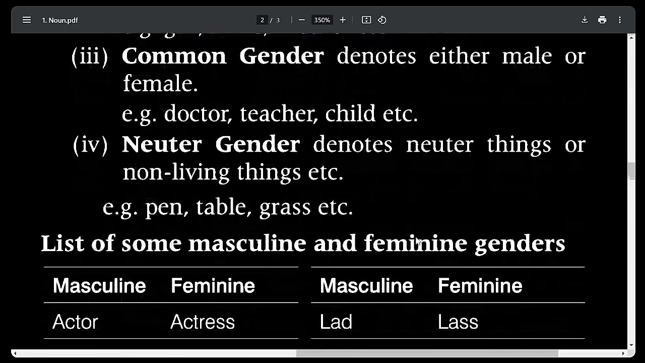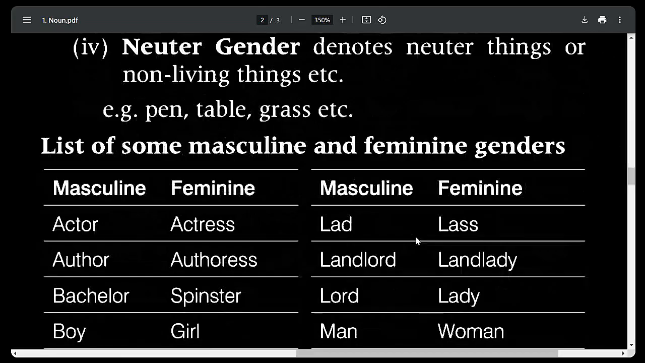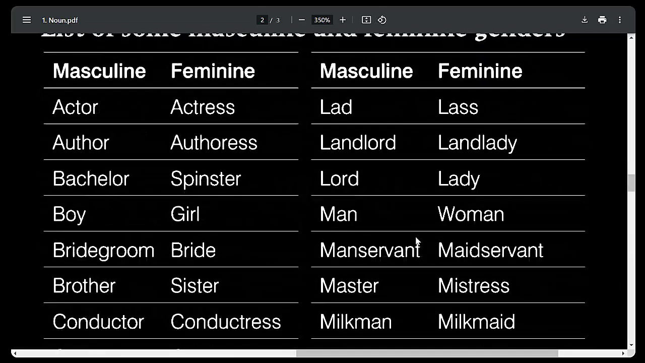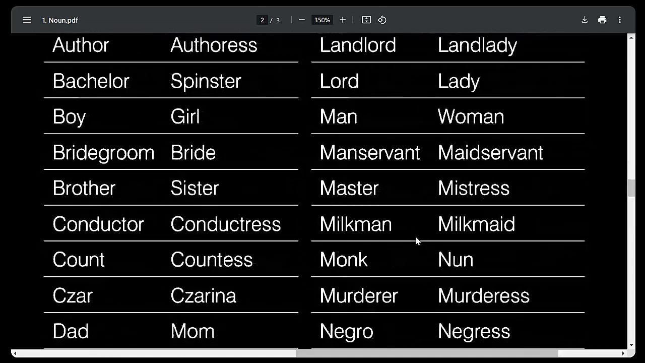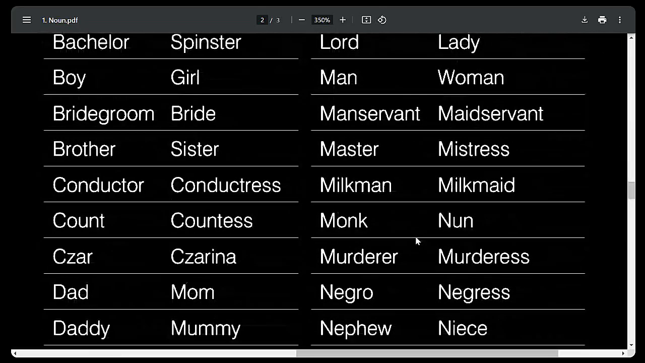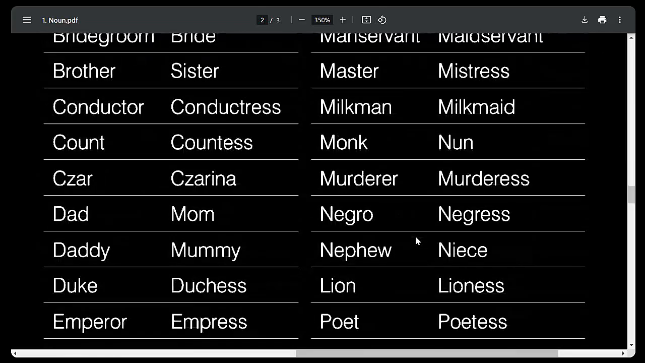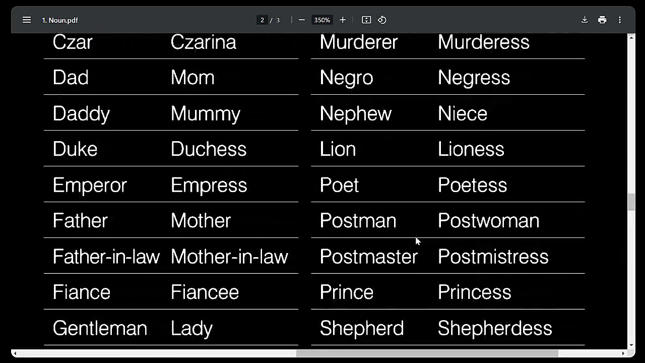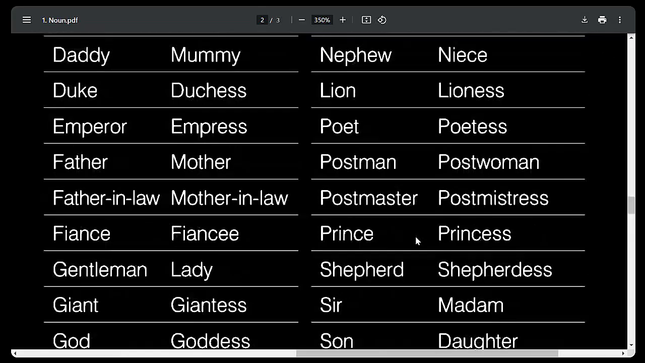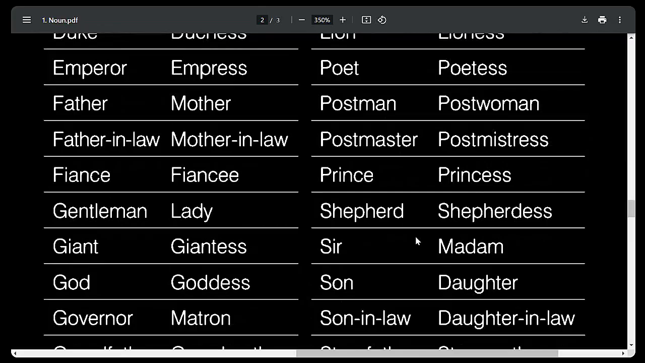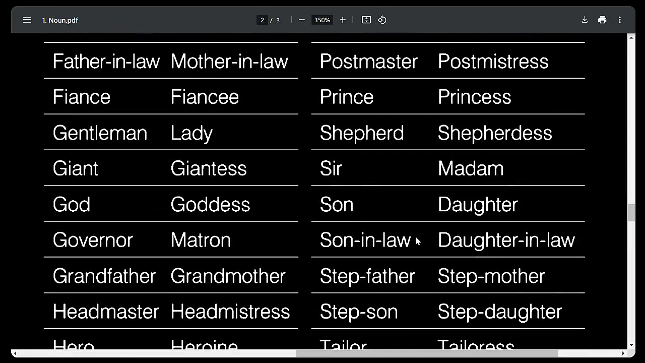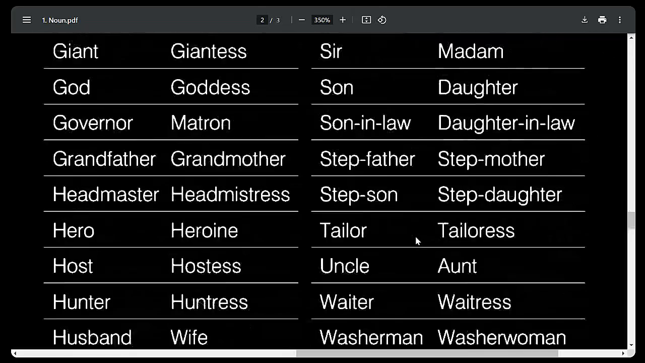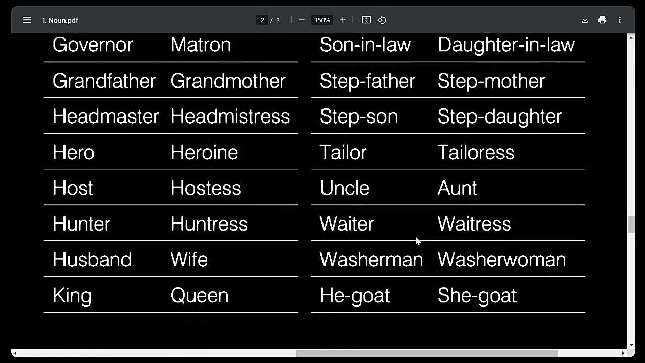Actor, actress, author, authoress, bachelor, spinster, boy, girl, bridegroom, bride, brother, sister, conductor, conductress, count, countess, Caesar, Caesarina, dad, mom, daddy, mummy, duke, duchess, emperor, empress, father, mother, father-in-law, mother-in-law, fiance, fiancee, gentleman, lady, giant, giantess, god, goddess, governor, matron, grandfather, grandmother, headmaster, headmistress, hero, heroine, host, hostess, hunter, huntress, husband, wife, king, queen.